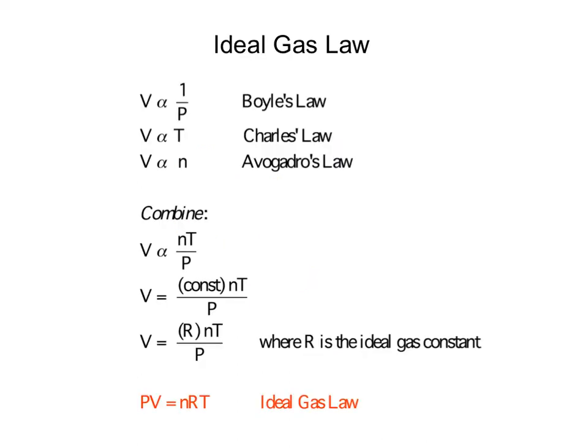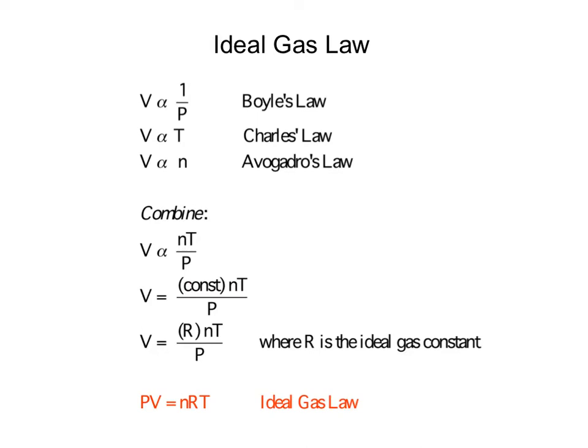All right, so on this slide, I want to derive the ideal gas law. And you know from Boyle's law that volume is inversely proportional to P. Volume is proportional to T, that's Charles' law. Volume is proportional to n, which is Avogadro's law. So you can put that all together and say the volume is proportional to n, T, and inversely proportional to P.